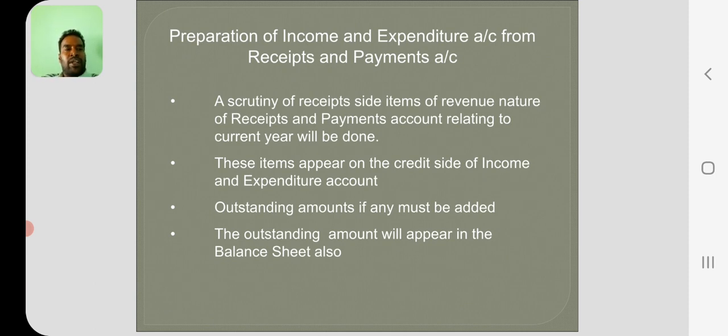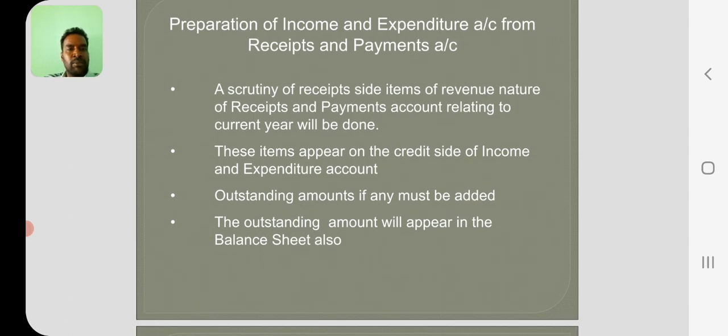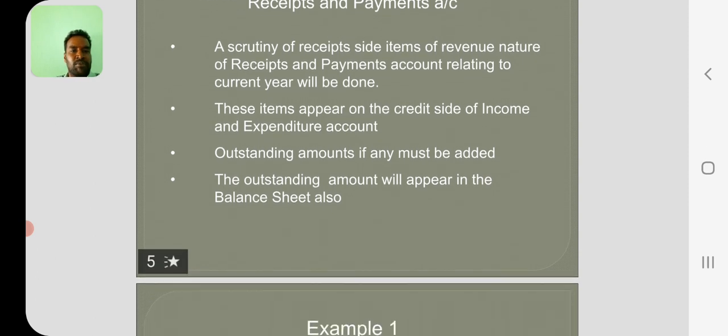So preparation of income and expenditure account from receipts and payments account. See here, a scrutiny of receipts side items of revenue nature of receipts and payments account related to the current year will be done. Only revenue items, and that should belong to the current year only. That item should be recorded in income and expenditure account. These items appear on the credit side of income and expenditure. Whatever items are posted on the debit side of receipts and payments should be posted on the credit side of income and expenditure. Okay.